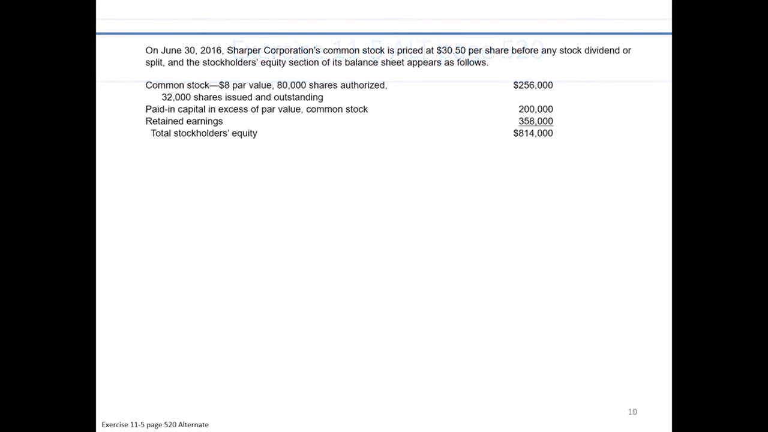In the alternate version of exercise 11-5, we're going to tackle stock dividends and also stock splits. So let's go ahead and jump into it.